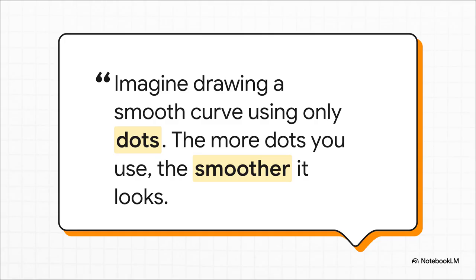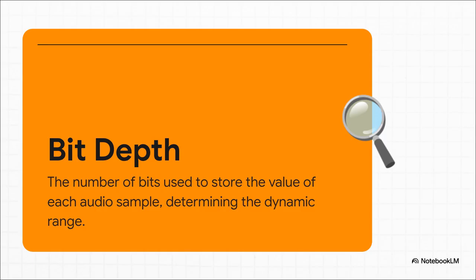And this analogy just nails it. A low sample rate is like trying to draw a circle with, say, only 10 dots. It's going to look jagged and blocky, right? But a high sample rate gives you thousands upon thousands of dots, creating a much smoother and more accurate picture of the original sound. Okay, next up is bit depth.